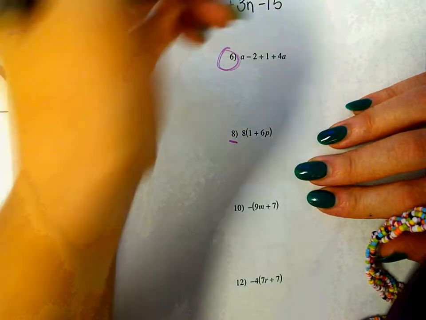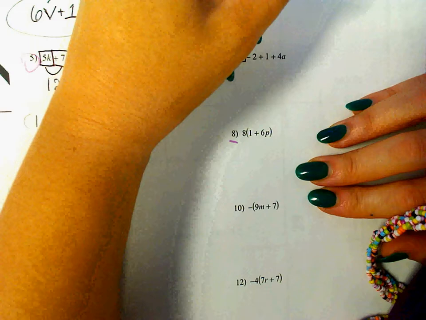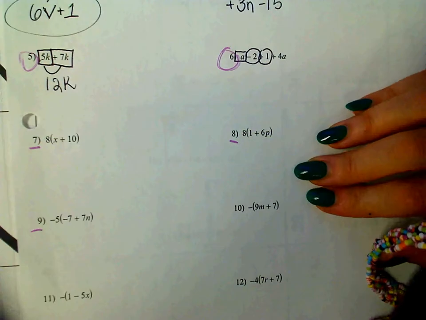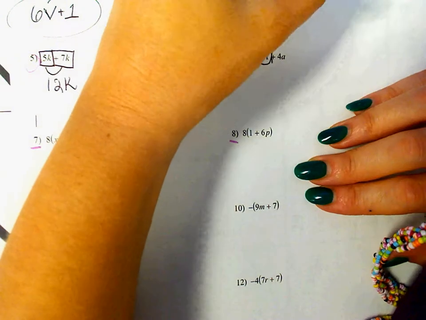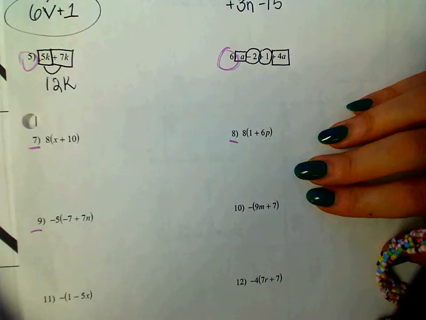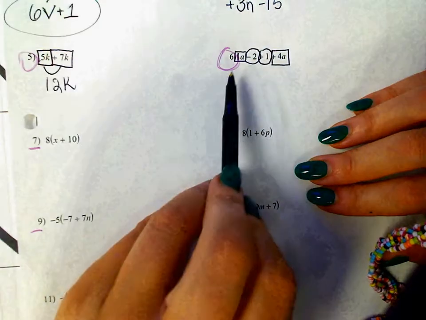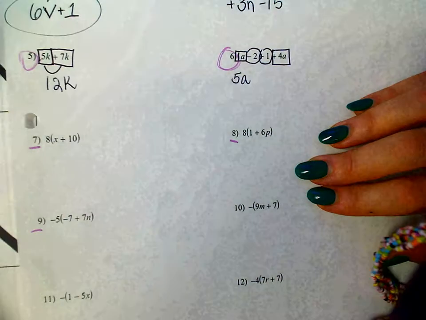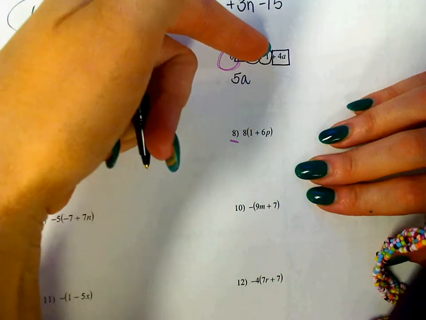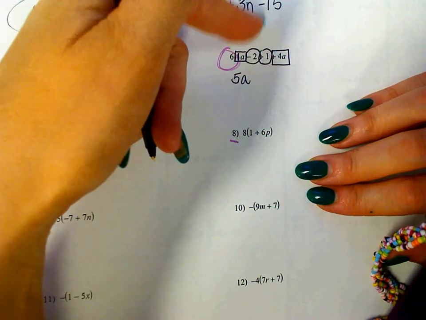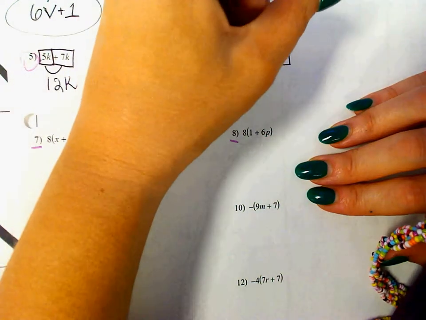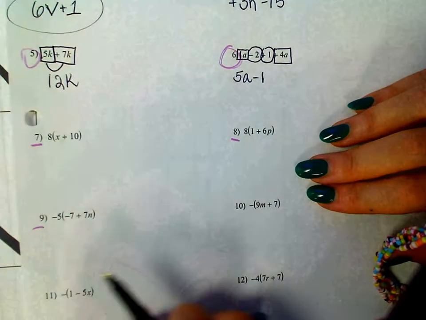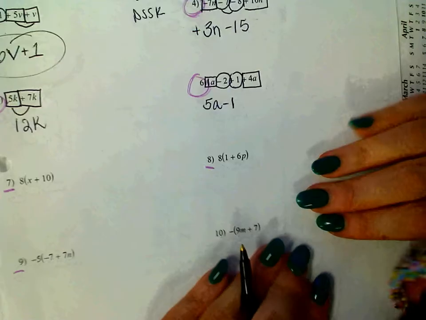Last one, we have a 1a, a negative 2, a positive 1. Those both get circles, and the positive 4a gets a box. So this is a 1a here, invisible one. 1a plus 4a is 5a. Negative 2 plus 1, different sign, subtract. So 2 minus 1, and keep the sign of the larger number. So 5a minus 1.